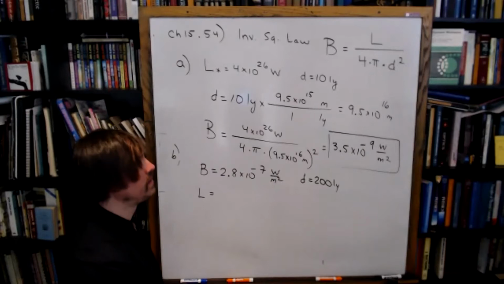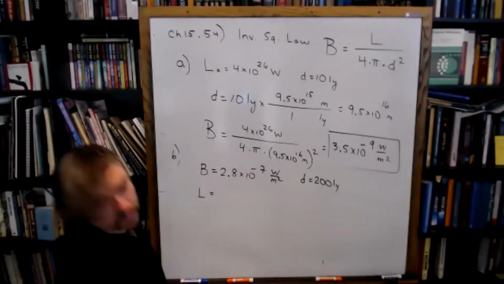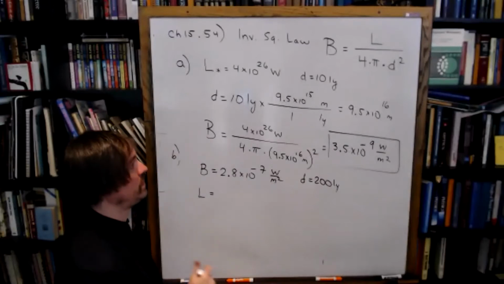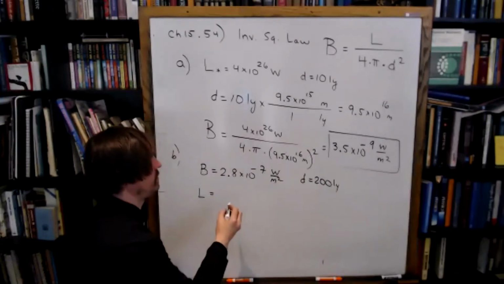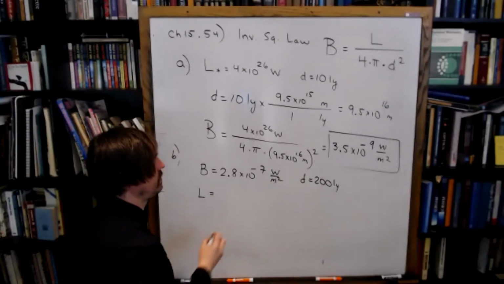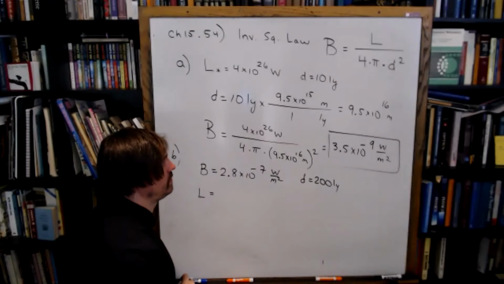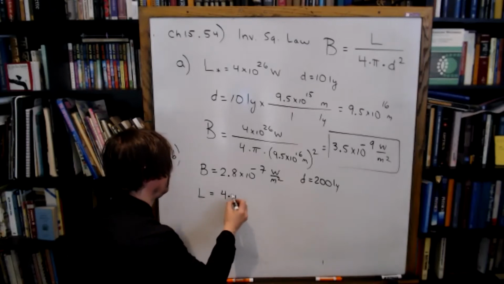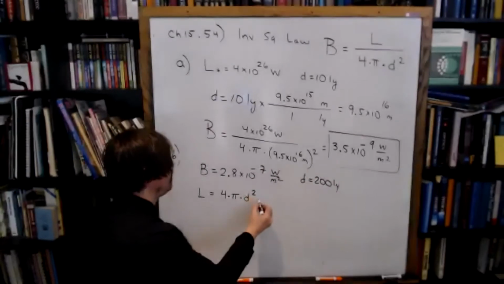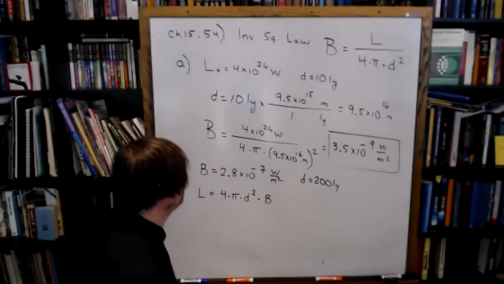You multiply. Oh no, you divide. Oh, well, yeah. No, you multiply. No, you were right the first time. You multiply both sides by 4 times pi times distance squared. Awesome. 4 pi d squared times b.